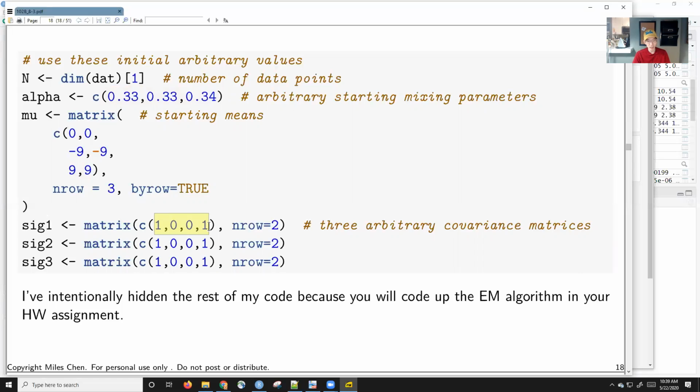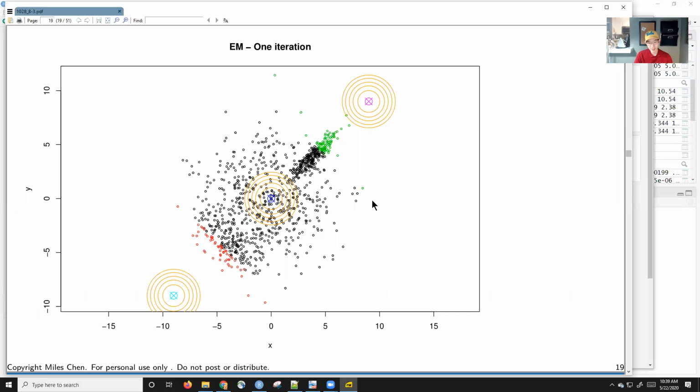And I'm going to start them all off with variance-covariance matrices that are basically equivalent to the identity matrix. I've intentionally hidden the rest of my code because I'm going to give this to you as a homework assignment for you to work through as well. So this is where they initially start. We start off with a centroid down here, a centroid up here, and a centroid right here.